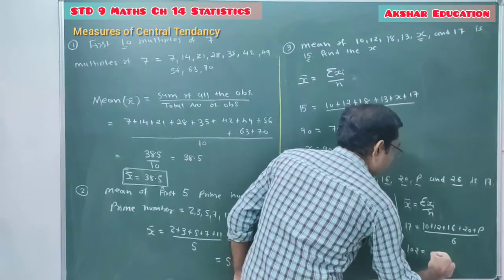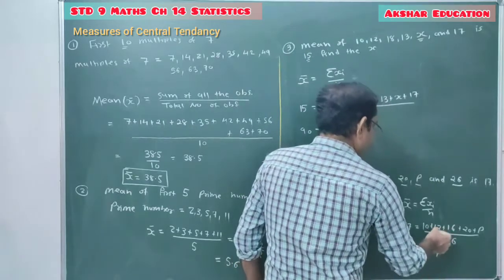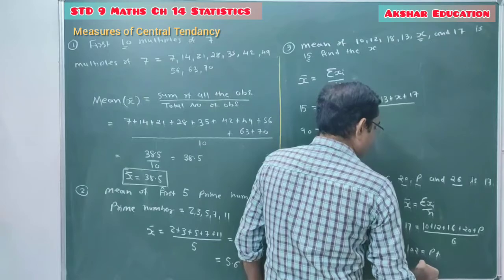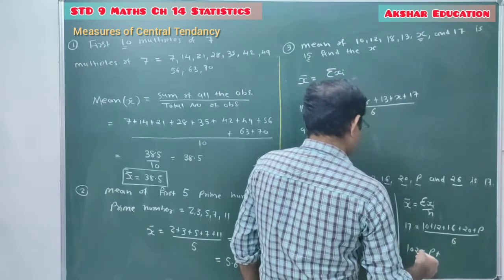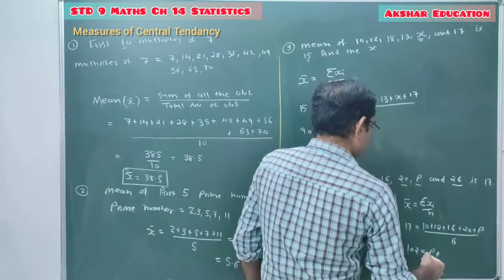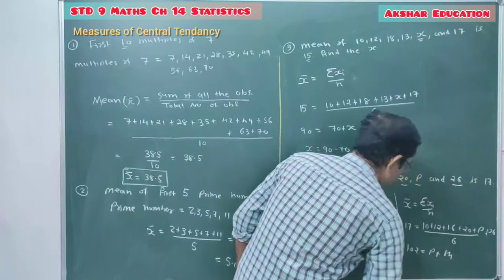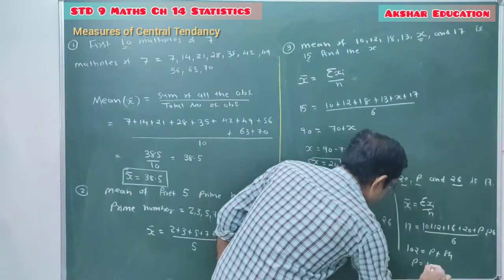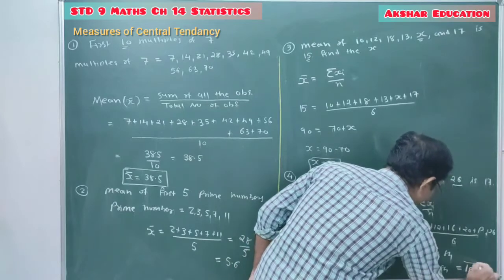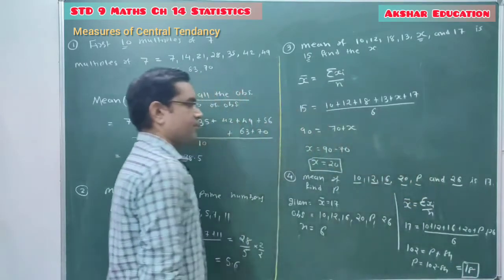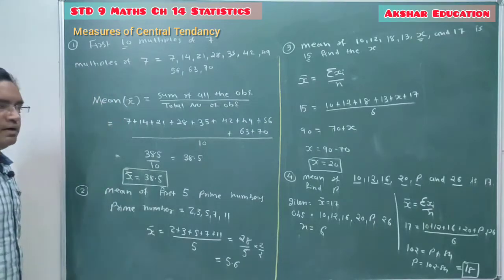Since 17 times 6 is 102, equal to p plus addition of these numbers: 10 plus 12 is 22, 42, and 16, plus 26 was remaining. So it's 84. So p equal to 102 minus 84 equal to 18. 18 is the answer. Clear students? So this is how you can find the mean of any given data.